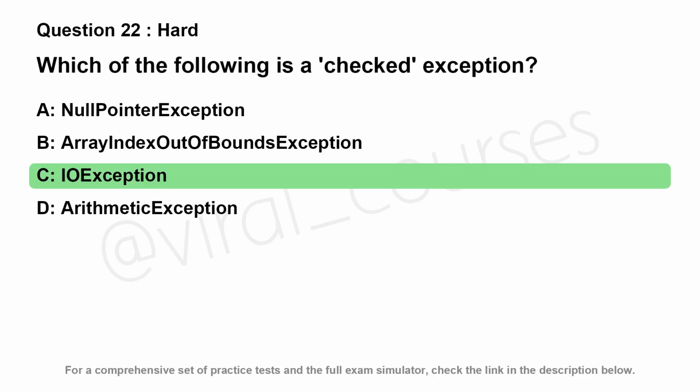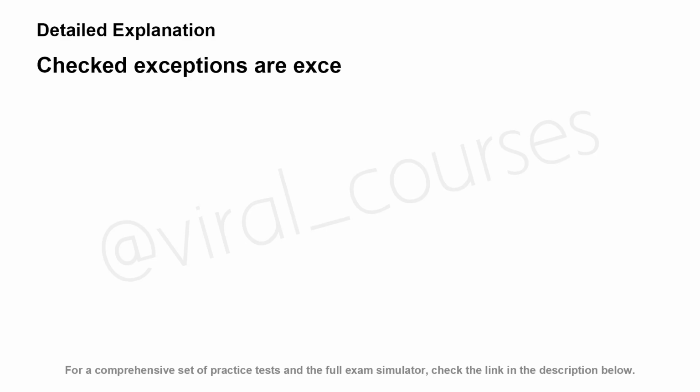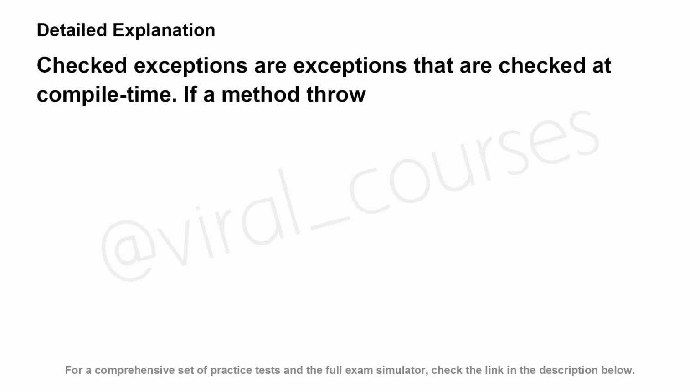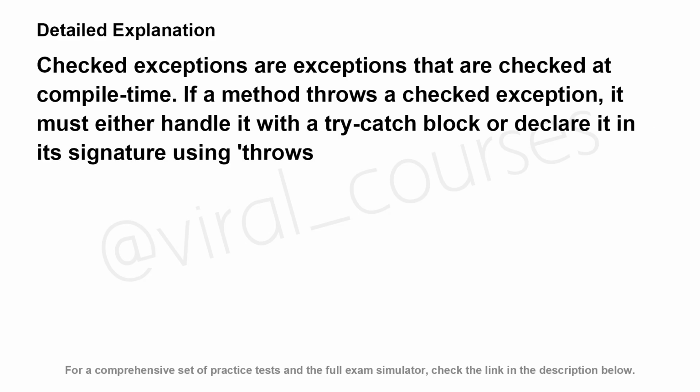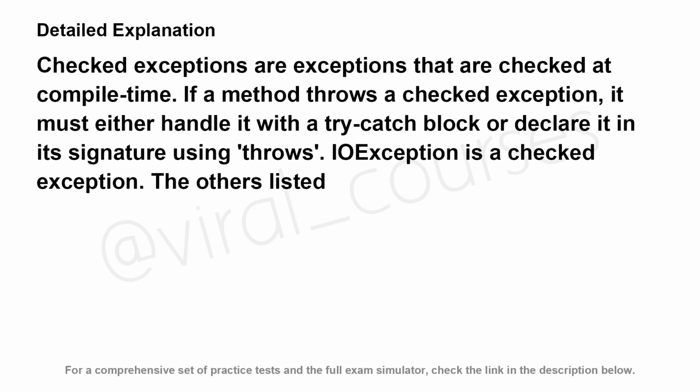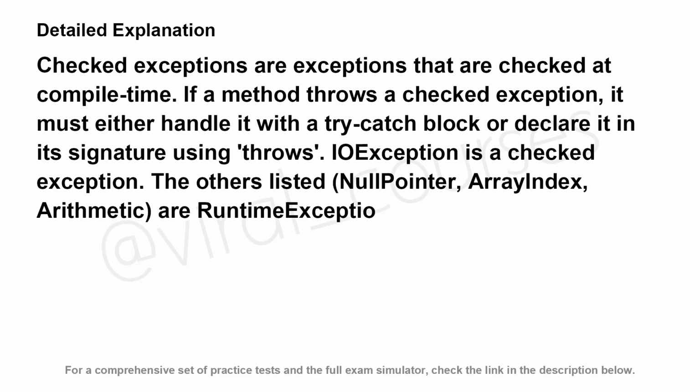The correct answer is C. Checked exceptions are exceptions that are checked at compile time. If a method throws a checked exception, it must either handle it with a try-catch block or declare it in its signature using throws. IO exception is a checked exception. The others listed, null pointer, array index, arithmetic, are runtime exceptions, which are unchecked.